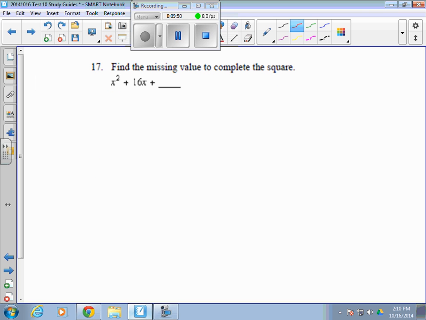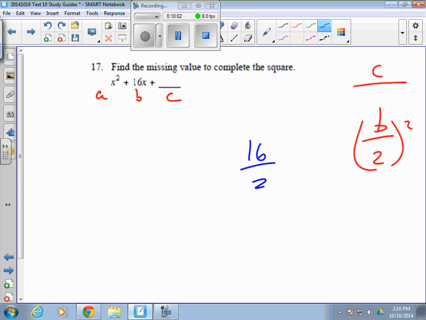17. This time we're finding c. In order to find c, take b's value divided by 2 and square it. It says ax squared plus bx plus c is the one we're looking for. So c is 16 divided by 2, which is 8. And 8 squared is going to be a positive 64 for c.